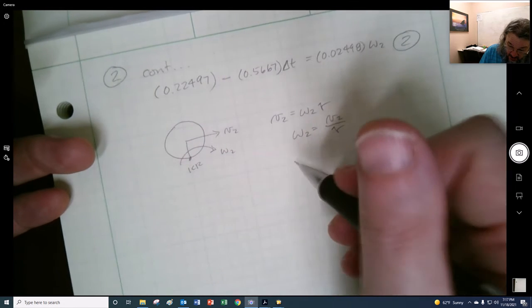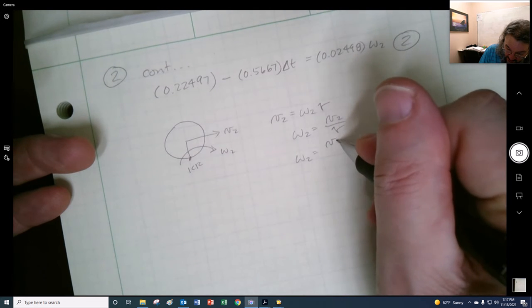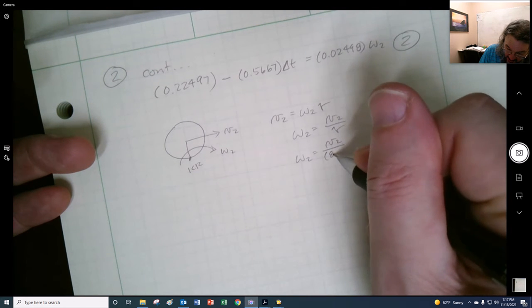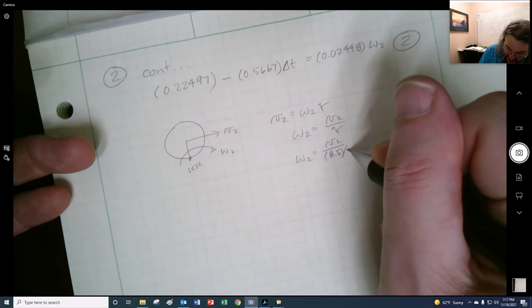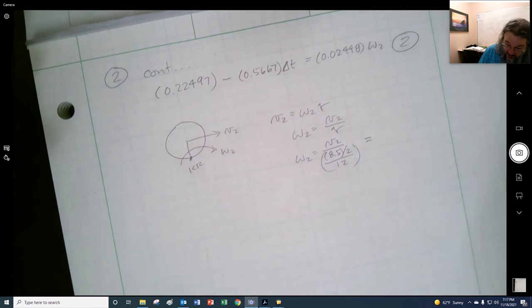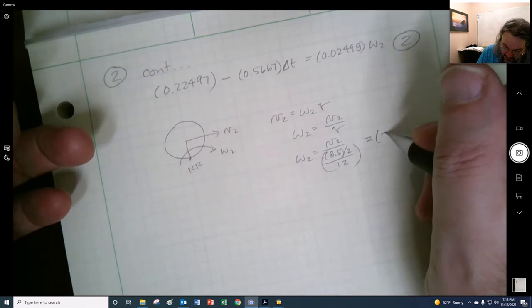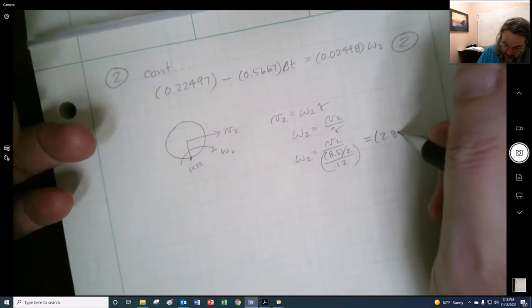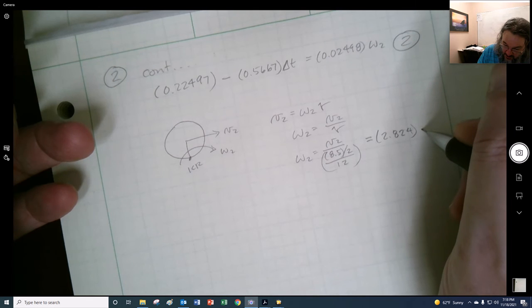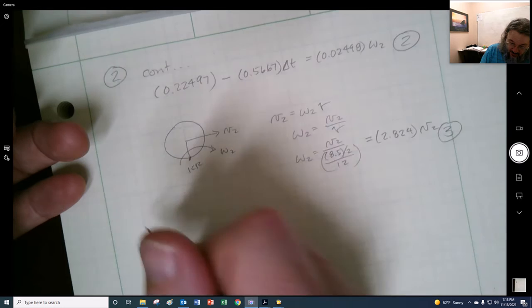So we could say omega 2 is equal to V2 over 8.5 divided by 2 divided by 12, right? So at some point we could have done this. So we could have written out the thing. 8.5 divided by 2 divided by 12. So that comes out to 2.824 V2, right? So we can call that equation 3 if we want to.